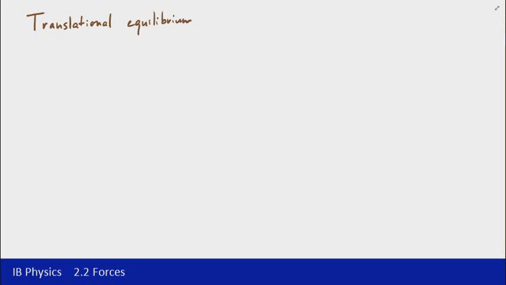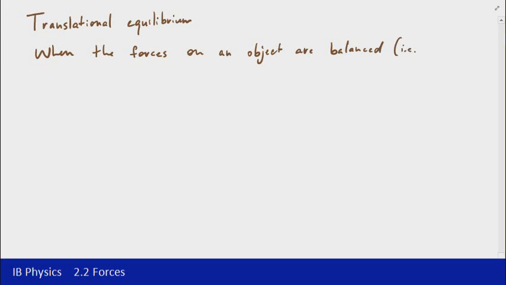In this video we're looking at translational equilibrium. It's actually going to tie together the free body diagrams from the previous video back with Newton's first and second law as well. So just to explain how this comes about, we're looking now at Newton's first law. So when the forces on an object are balanced, that means we're looking at a situation that's involving Newton's first law, so I'll just make that note.